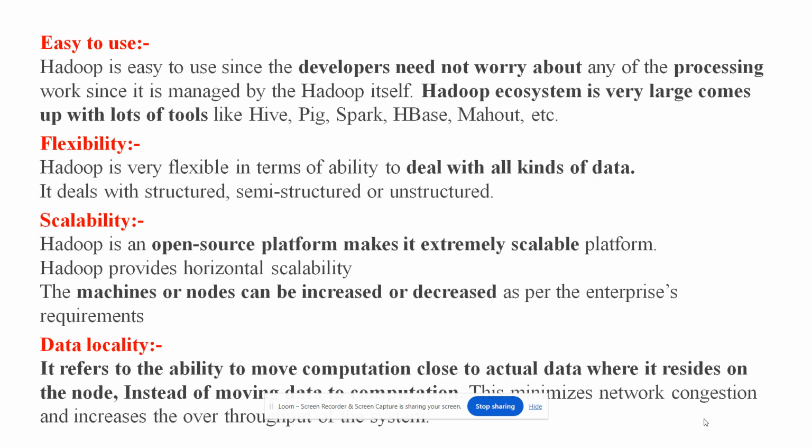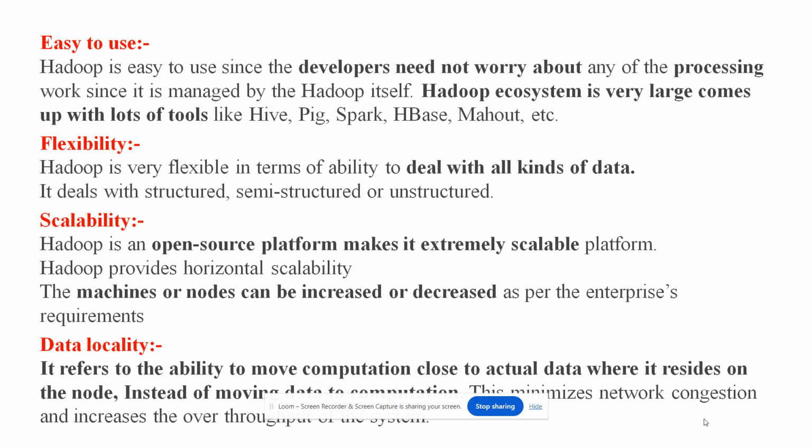Similarly, next one is flexibility. Hadoop is very flexible because it deals with all kinds of data: structured, unstructured, and semi-structured. Scalability. Hadoop is an open source platform, which makes it extremely scalable. Machines or nodes can be increased or decreased because it works on a distributed technique. If some system fails unexpectedly, even that can be recovered, or any other nodes might join. So all this is easy to handle.